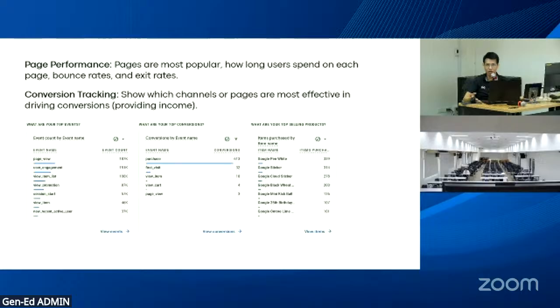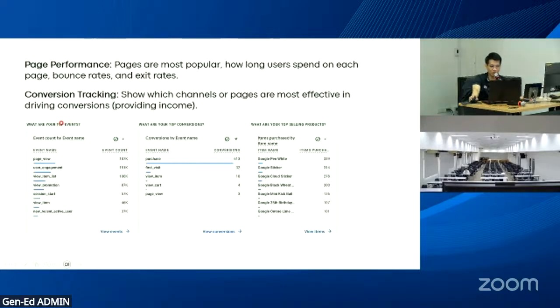Now, or if you are the content publishing website backed by online advertisement, when the visitor watches your content, and then you get the money from the advertiser, that means the visitor has been converted to a customer. Even though they did not buy anything, they generate the revenue by watching your content, and you get the money from the advertisement. Okay, the conversion tracking shows which channel or pages are most effective in driving conversion or providing income.